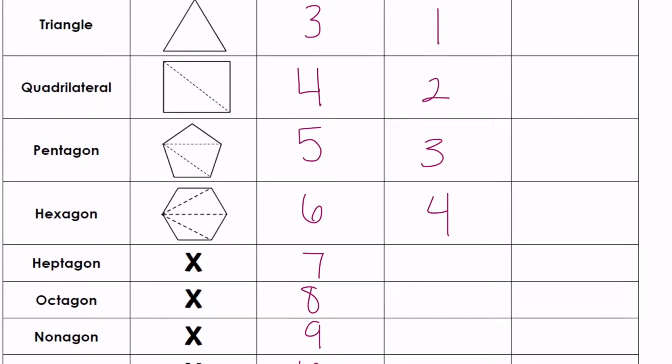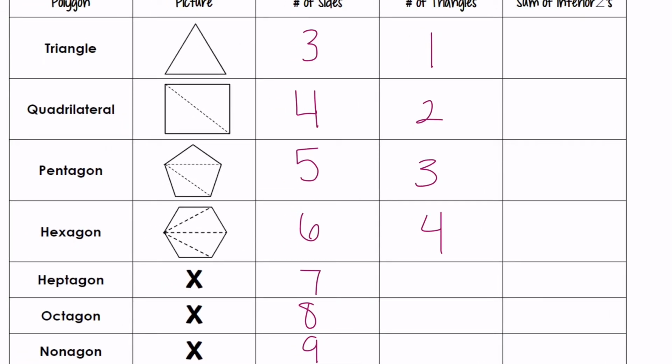So if you notice a pattern here, as the number of sides goes up, the number of triangles that can be created goes up. So go ahead and fill in heptagon, octagon, nonagon, and decagon, what you think the number of triangles could be when formed from these shapes.